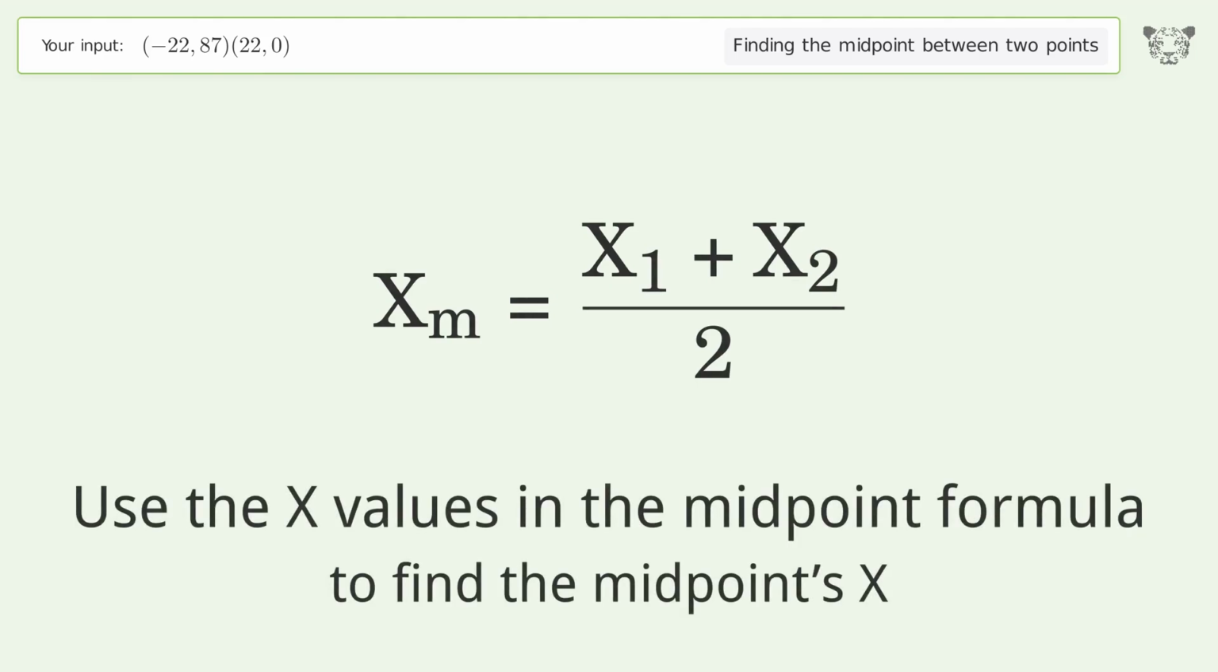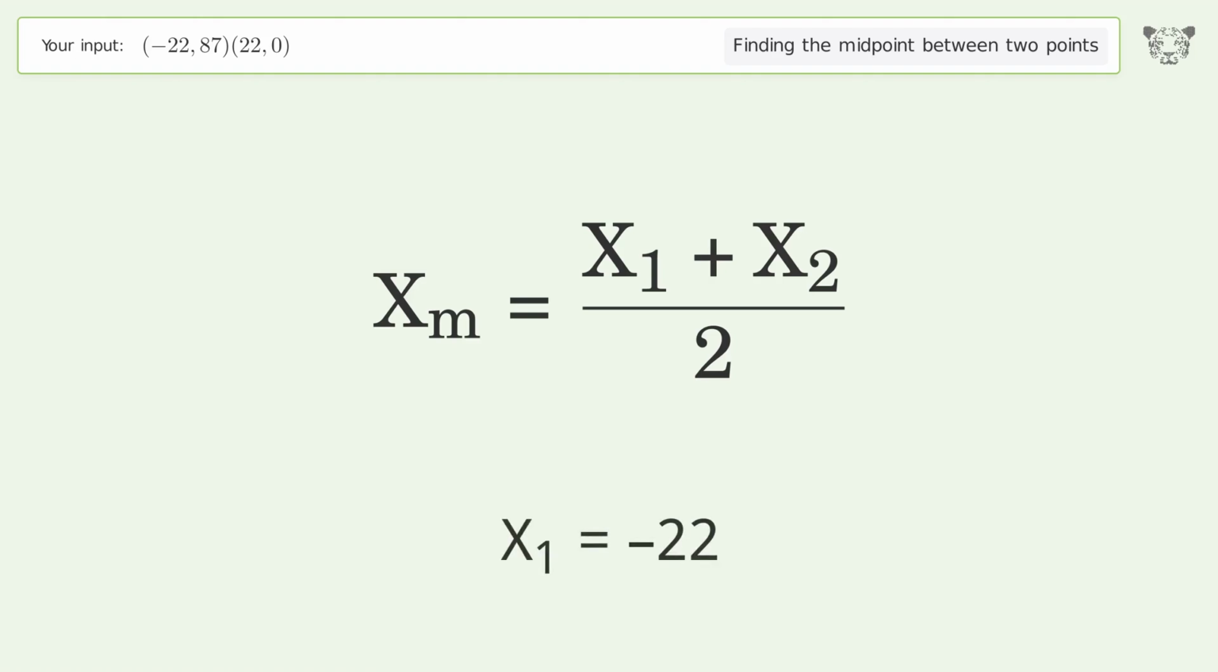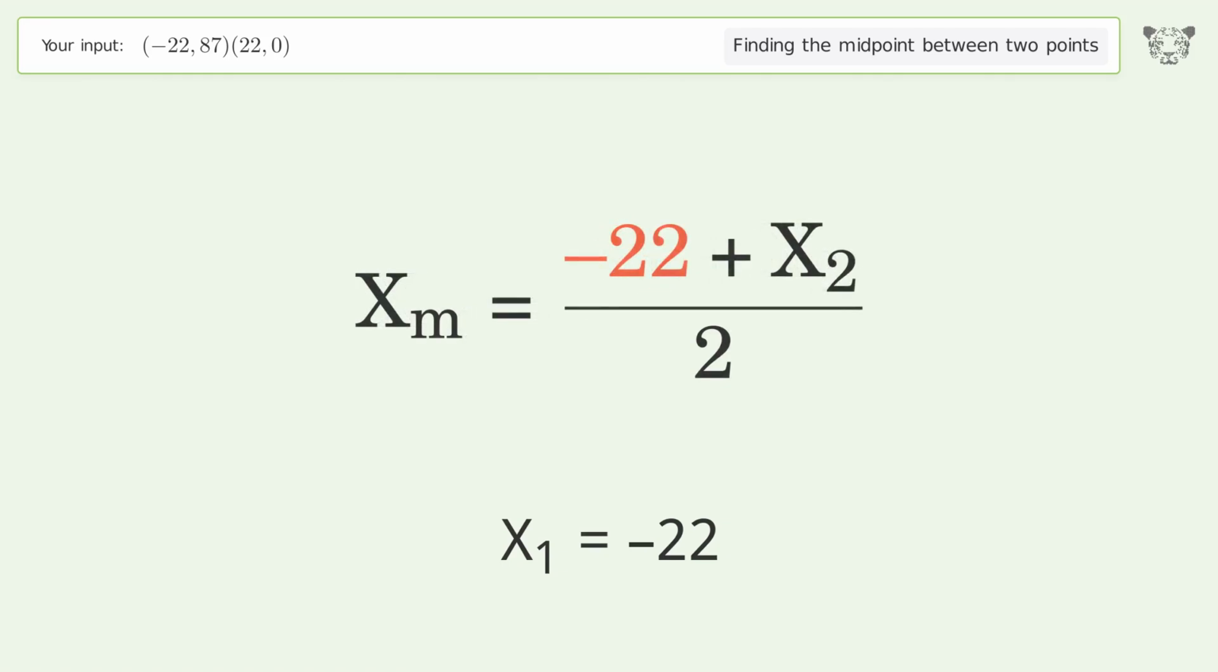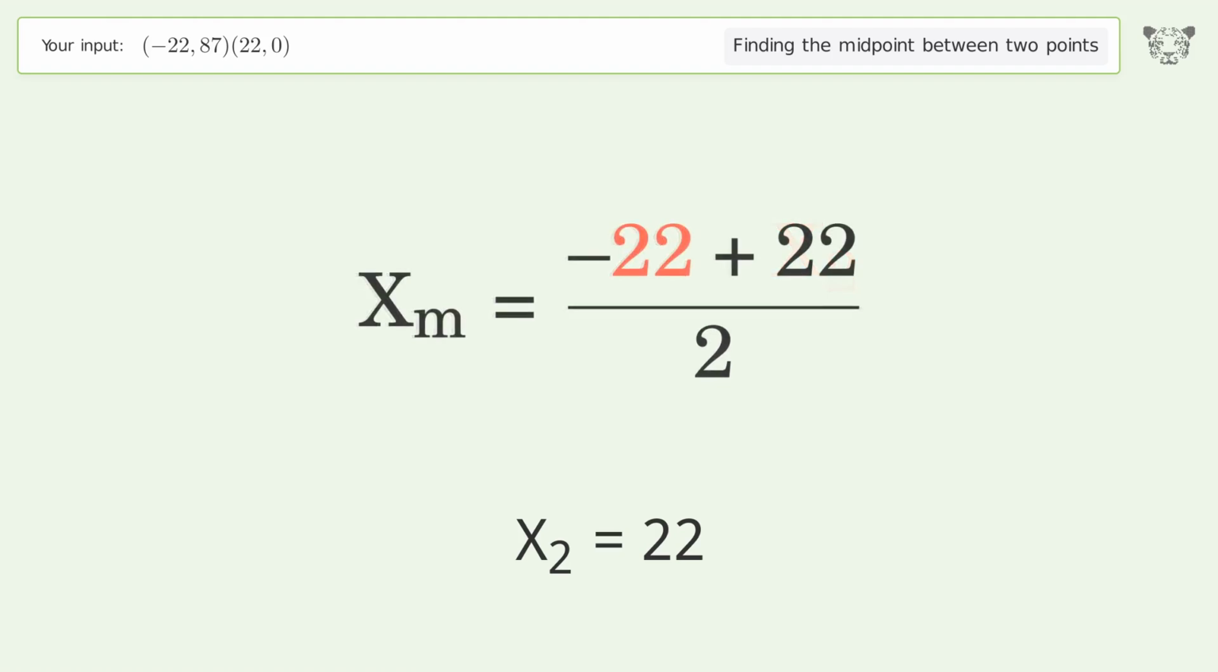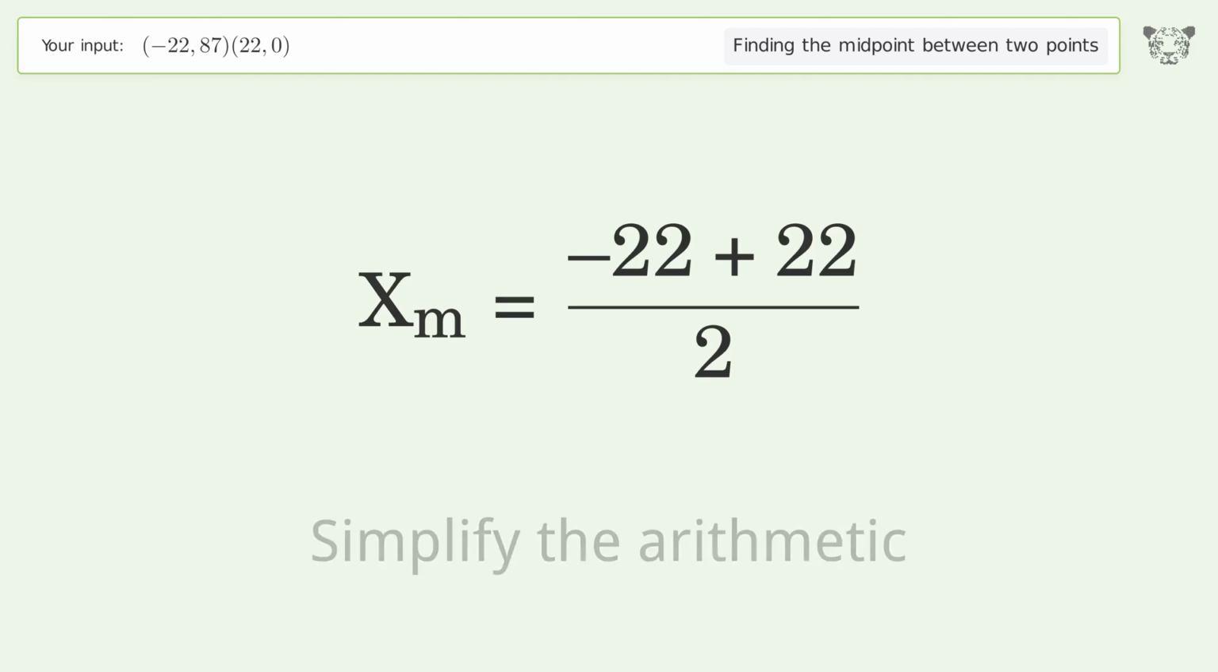Use the x values in the midpoint formula to find the midpoints x. x1 equals -22. x2 equals 22. Simplify the arithmetic.